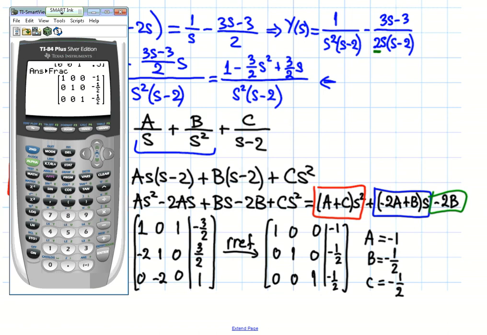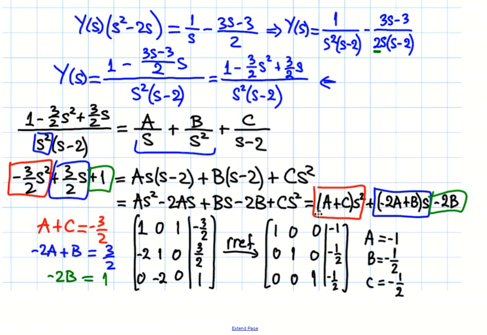Right. With that, we have y of s. So y of s is equal to -1 over s plus -1/2 over s squared plus -1/2 over s minus 2. And we continue this on the next page.